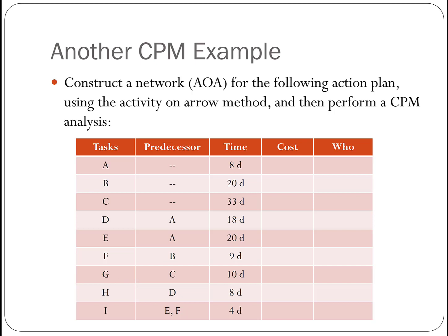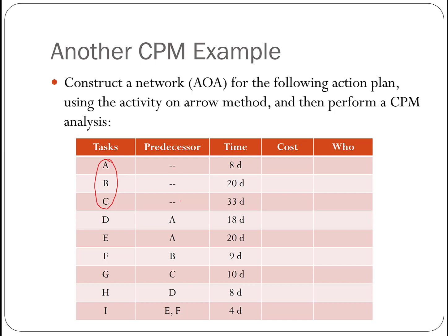Now let's look at another CPM example to get more practice. Again, we're going to construct an activity on arrow network for the given action plan. In this table, the cost and the responsible people for those tasks are omitted, and we're going to just focus on the time planning part. We can see that the first three activities are A, B, C, because these are the three activities that do not have predecessor.